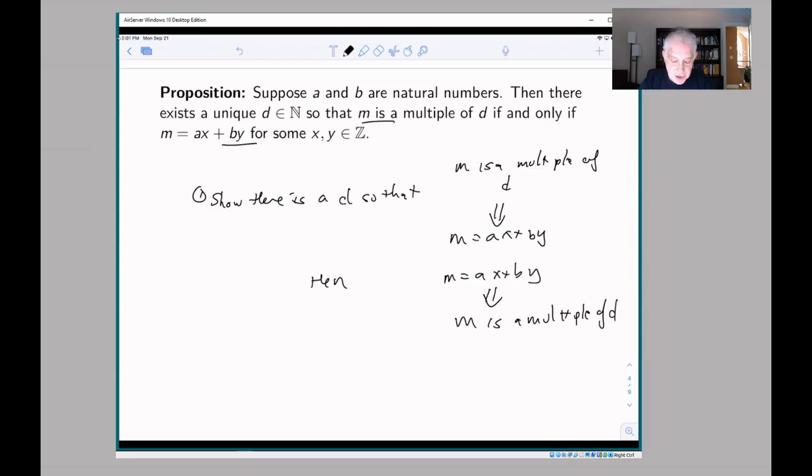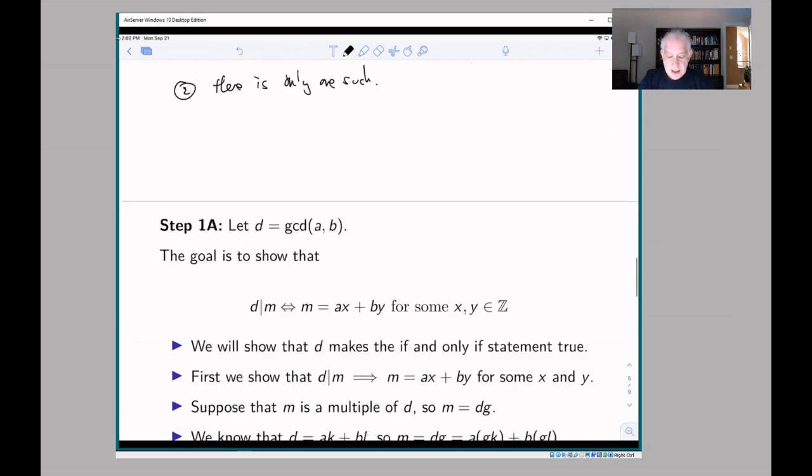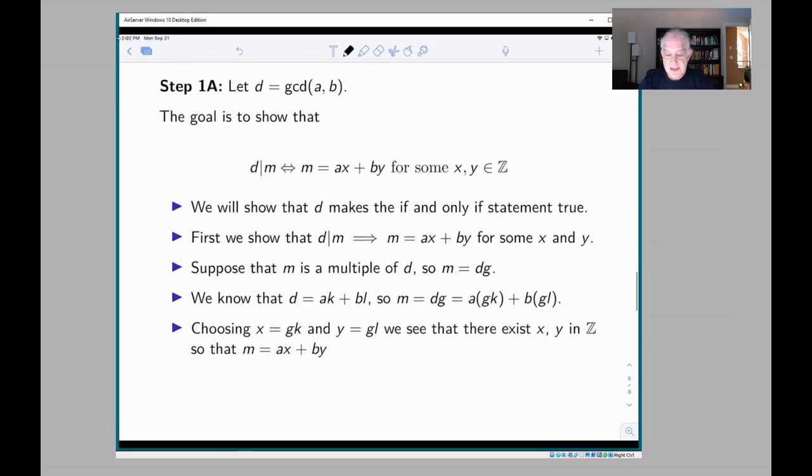And then we have to show that there's only one such D. I should say you have to do both of these things, because sometimes in a uniqueness proof you can prove that there's at most one thing that has this property, but in fact there might be 0. So we have to make sure there's at least one.